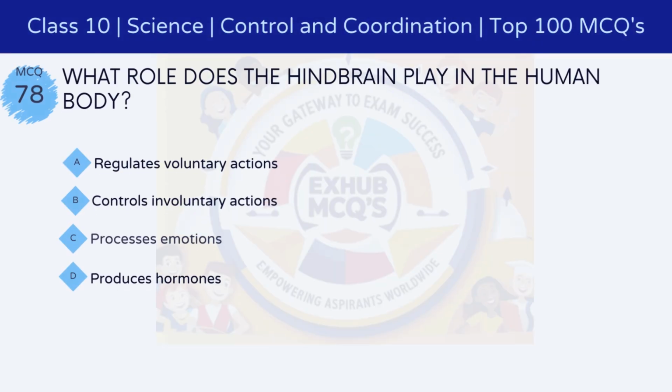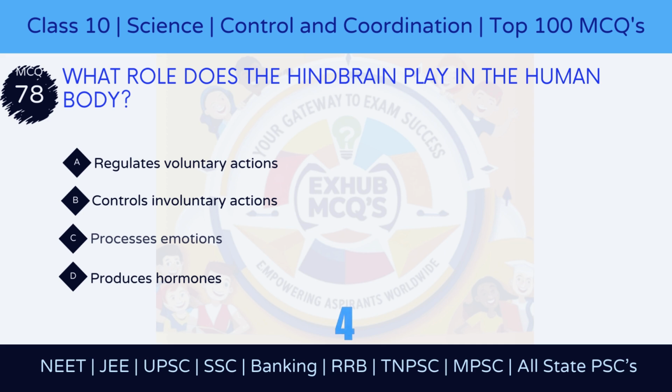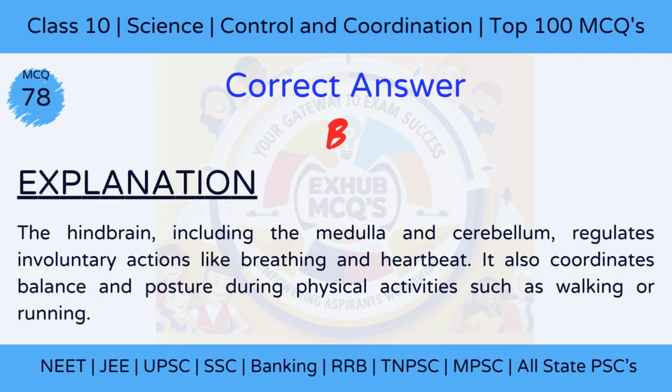MCQ 78. What role does the hindbrain play in the human body? Option A, regulates voluntary actions. Option B, controls involuntary actions. Option C, processes emotions. Option D, produces hormones. The correct answer is option B, controls involuntary actions.